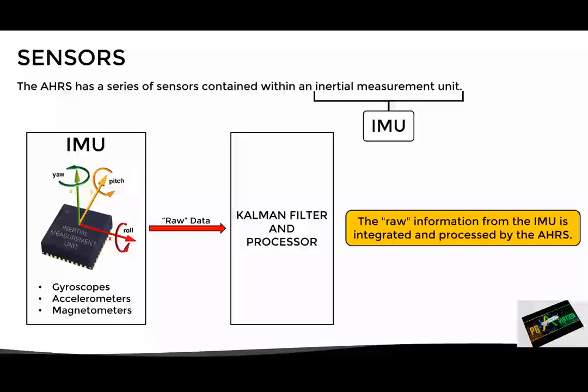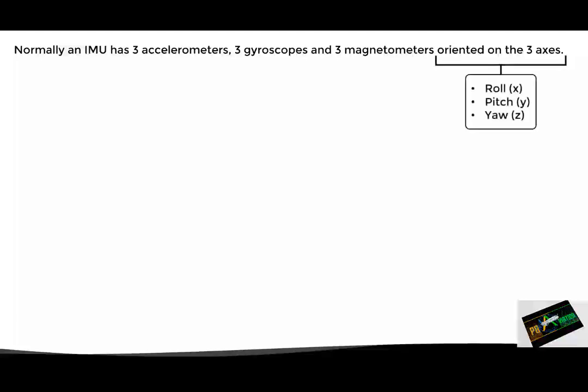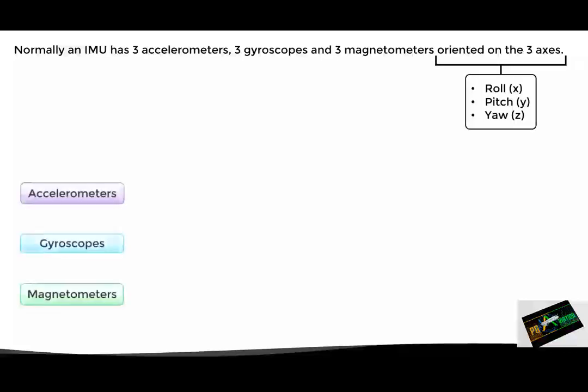Let us now take a closer look at how the IMU detects changes in attitude and heading. Normally, this unit has 3 accelerometers, 3 gyroscopes, and 3 magnetometers oriented on the 3 axes. These axes are known as X, Y, and Z respectively for the movements of roll, pitch, and yaw.